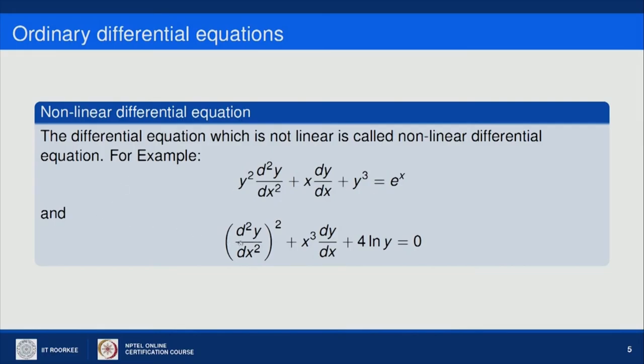Furthermore, if I take this particular equation, here I have y double prime square and due to this term it is non-linear because I have a square term. And here 4 of log y again is not a linear term of the dependent variable and hence this is a non-linear term. So, due to these two terms it is non-linear.